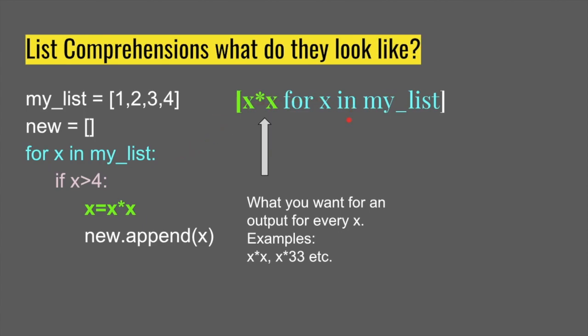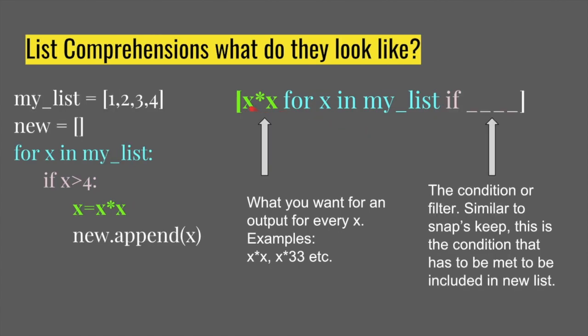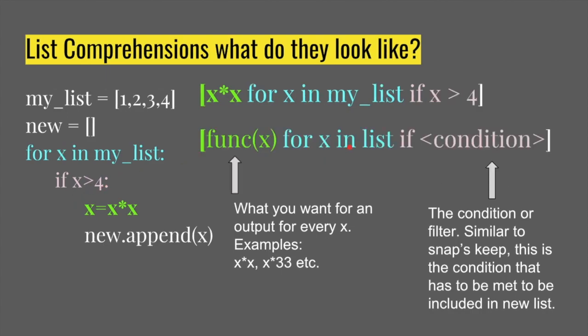So the only thing we're missing now is the keep, or the if x is greater than 4. And have no fear, list comprehensions have this feature as well. So they have this feature where you can put a function here, do whatever you want, almost like a map. You do it for every item in your list, but you only do it if this condition is met. So for us, I color-coded it again. It's going to be if x is greater than 4.